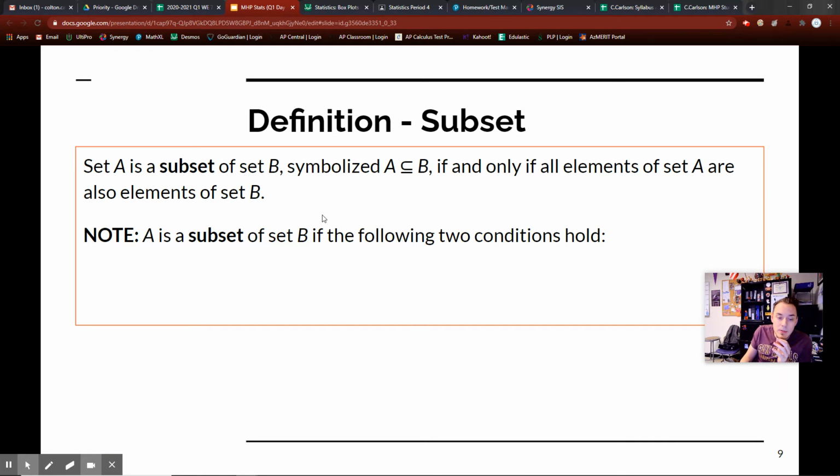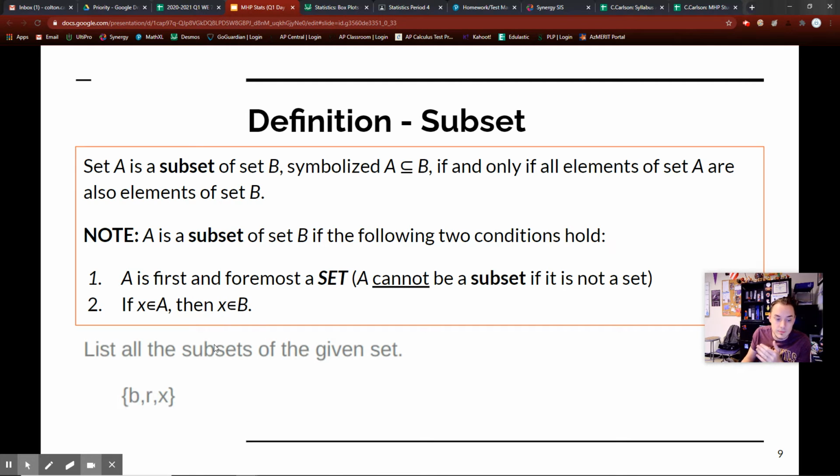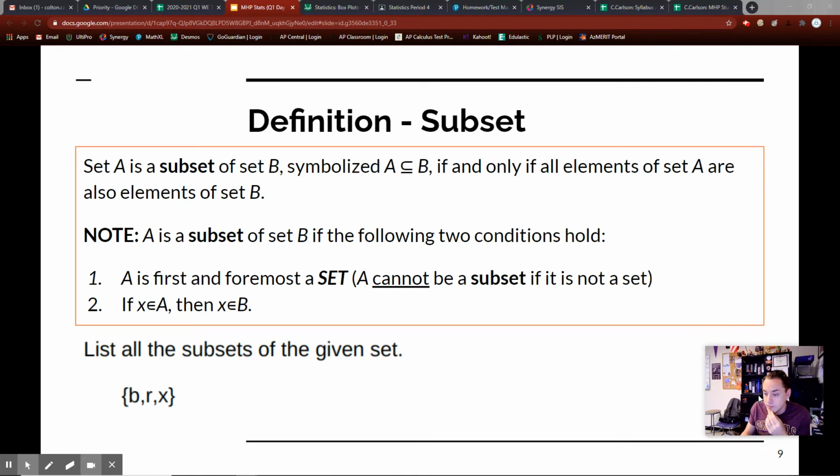Note A is a subset of set B if the following two conditions hold. So they need to have two conditions. Number one, A is first and foremost a set. So my class needs to be existent. It needs to actually be an existing class. Set A cannot be a subset if it is not first a set. And two, this condition holds: if X is in A, then X is in B. So if Sally and Barbara are actual students in my class, then that means they can be part of my class. They are in my class. So then let's think about this right now.